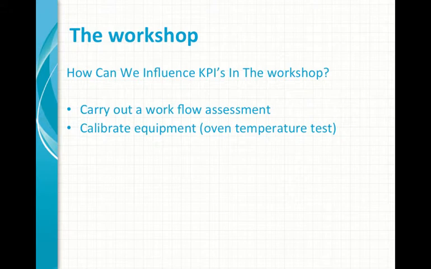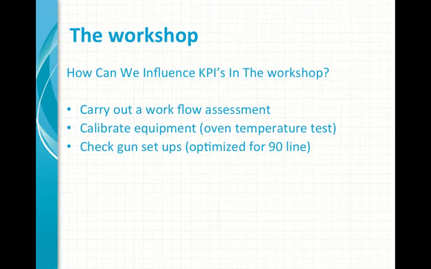We need to calibrate equipment. We need to make sure that all the areas that we can affect are well calibrated, including oven temperature testing. It stands to reason that if the oven isn't baking off at the right temperatures, we're going to have cold spots, hot spots, and that, as you know, that will cause all kinds of problems.